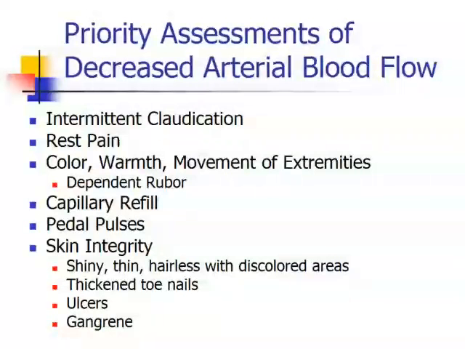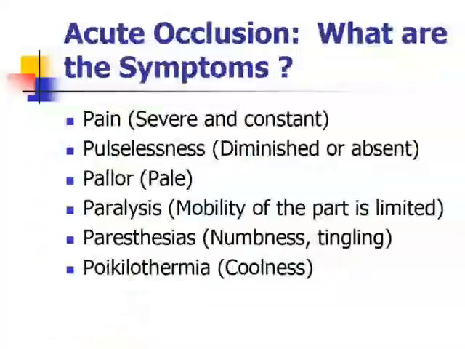Because of the poor oxygenation to the tissues, you'll start to see changes in skin integrity, such as shiny, thin, hairless skin, thickened toenails, ulcers, and the patient may actually develop gangrene, infection, and sepsis, which could lead to amputation. So the symptoms that we see with an acute occlusion are what we call the 6 Ps.